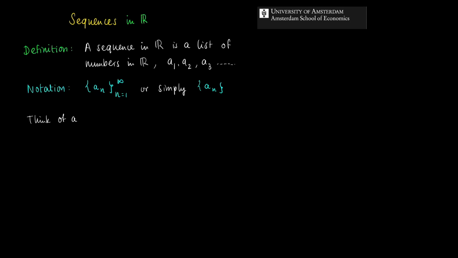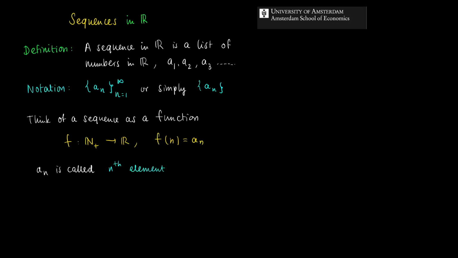Right? So we can think of such a sequence as a function. And this is a function which assigns to each of the positive natural numbers 1, 2, 3, etc. a real number, such that f of n, so the nth natural number, is assigned to an. Yeah, so we can think of a sequence as a function on the natural numbers starting with 1. And an is called the nth element in the sequence.